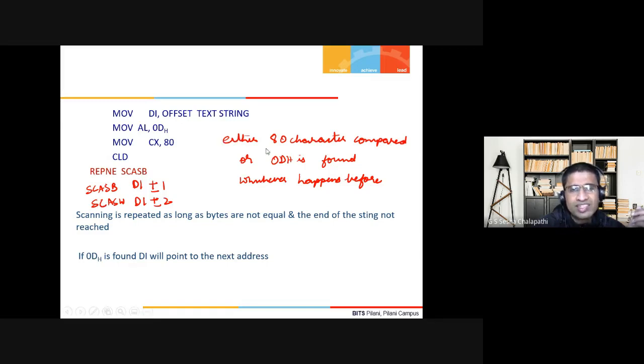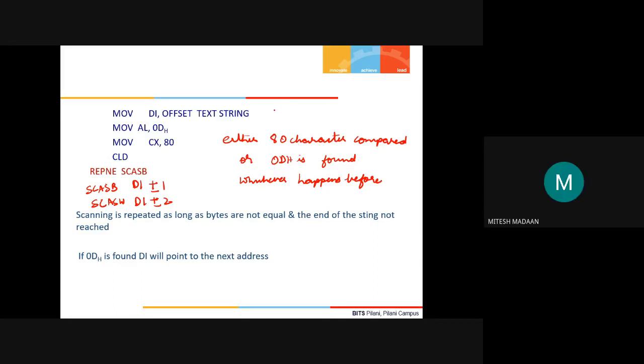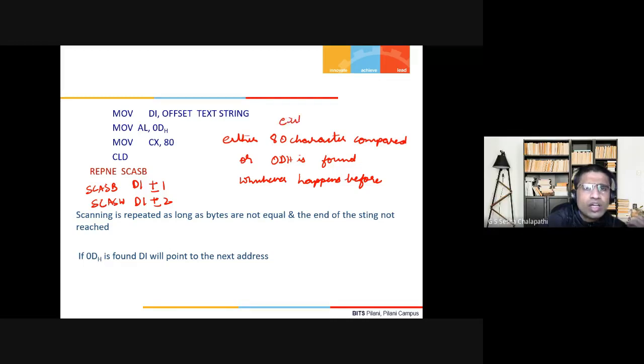Okay, so this is the exit condition. What I have written here is the exit condition: either 80 characters are compared already or 0D is found. If 0D is found, it will come out. So why would the exit be with DI pointing to the next address? In the last comparison also, DI will increment. Is it like that? Why should it happen?